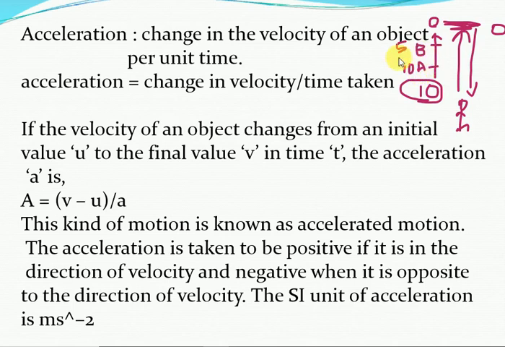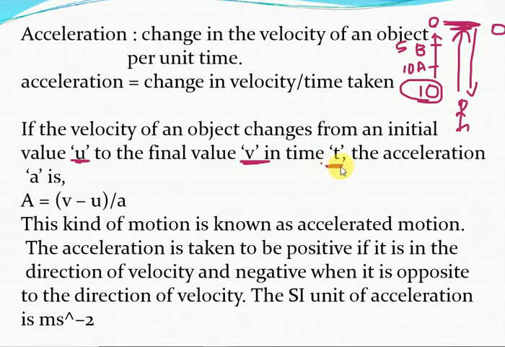Now we'll continue this one. If the velocity of an object changes from initial value u, here we consider the initial velocity of the body as u to the final value v. So from initial velocity u to final velocity v, the body will take certain time. Suppose that time is t.